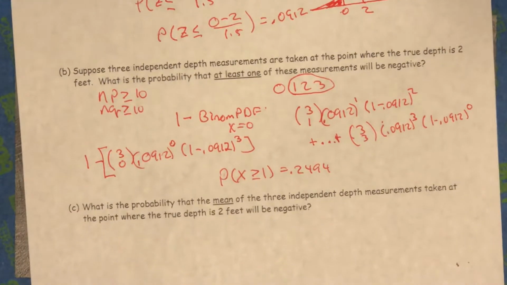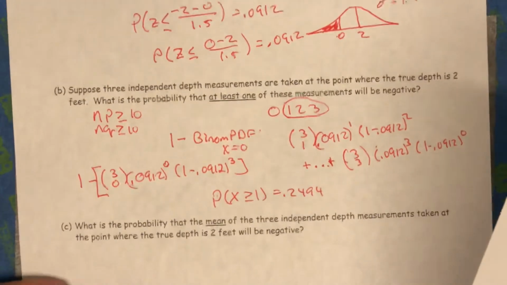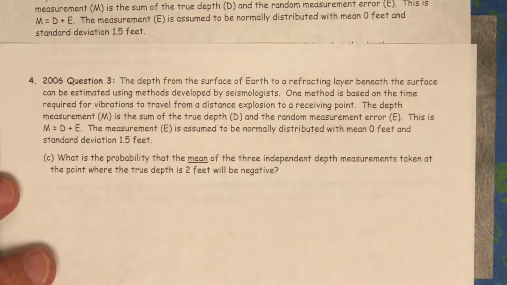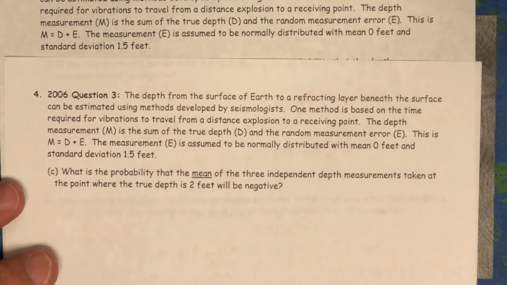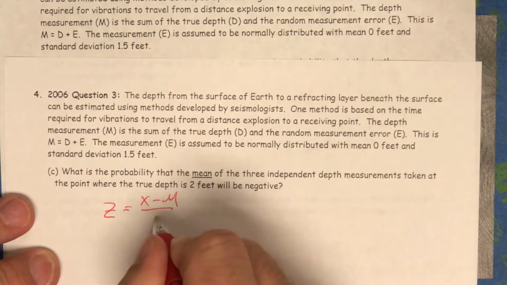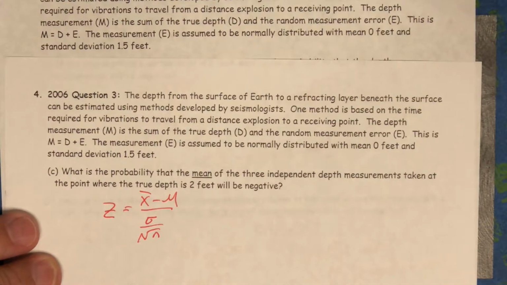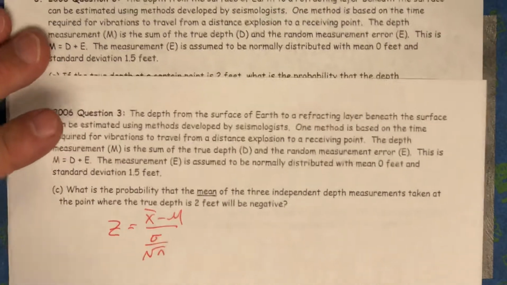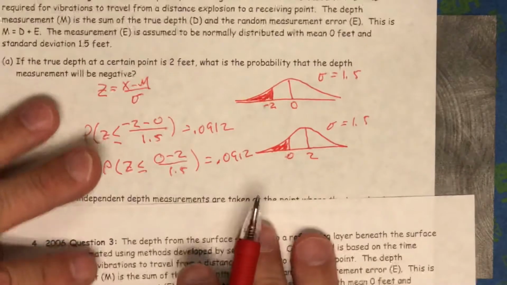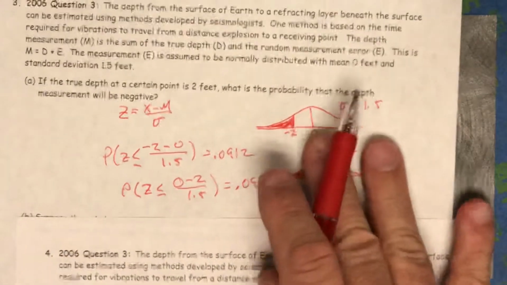The last one says, what's the probability that the mean of the 3 independent depth measurements will be negative? So now we're talking about the mean, or the average, okay? Well, because this is normally distributed, I can go ahead and use z equals x minus mu over sigma divided by the square root of n, make sure this is an x bar, and they want to know the probability that it'll be negative. I can use either one of these methods that I used in part A, and I guess I will do both of them.